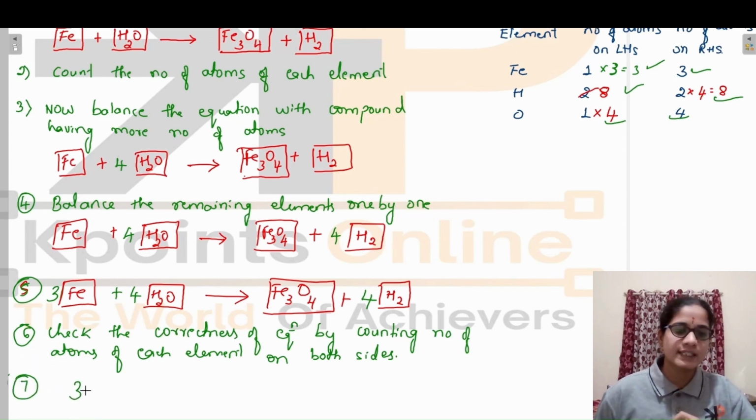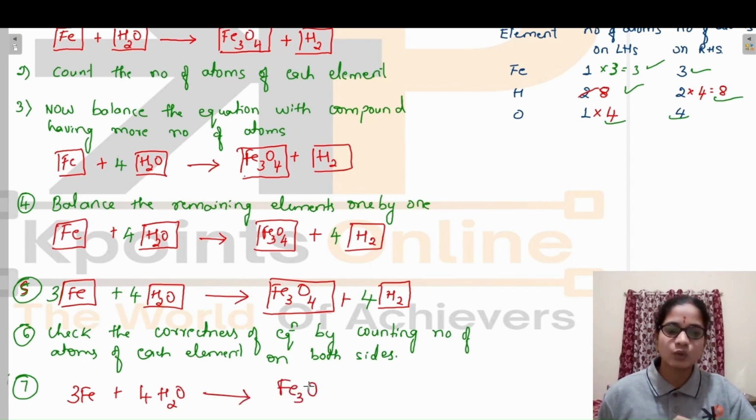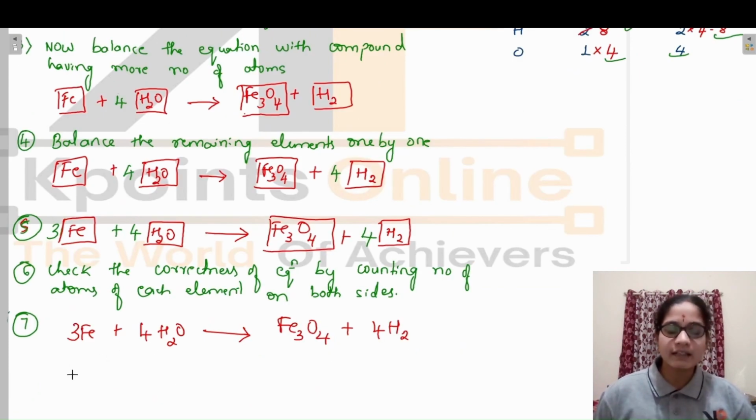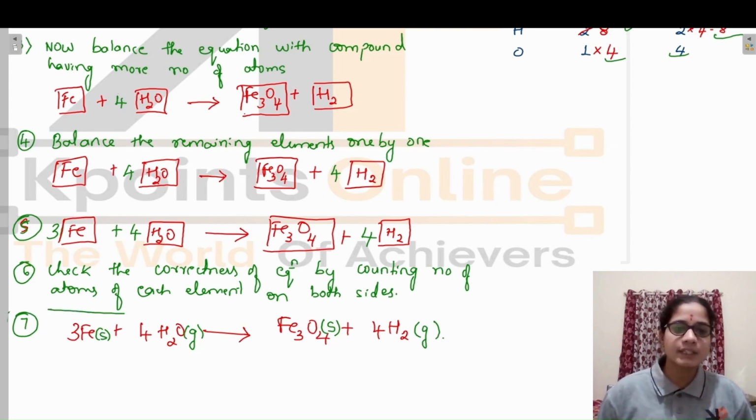Balanced equation: 3Fe plus 4H2O gives Fe3O4 plus 4H2. Okay, then the state symbol for iron is S, as it is in the solid state. It will react with steam, so I will write G here, as water is in the form of steam. Then the oxide of iron, Fe3O4, is in the solid state. Then as we know, hydrogen is gaseous. Okay, this is a balanced chemical equation.